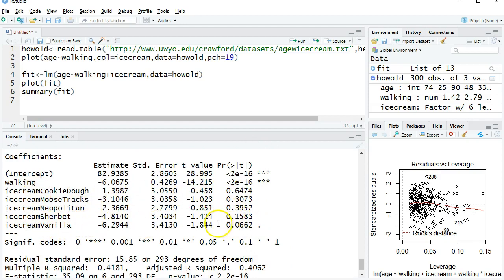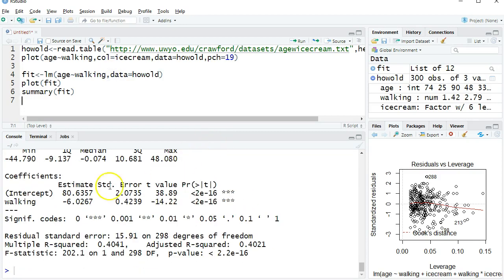This is going to change the intercept. That one's the closest, but it's still not less than 0.05. It doesn't look like ice cream helps me at all. So I'm going to take it out of my model, and here I just have a simple model with walking. In other words, here's an example of where the ice cream wasn't helpful to the predictions. You want to predict how old someone is? You can't look at their favorite flavor of ice cream to be able to tell. That's just not how it works.